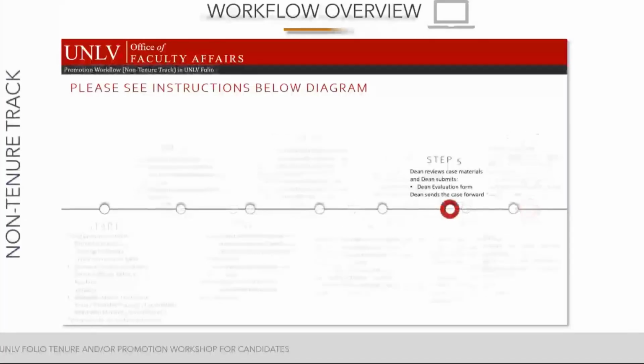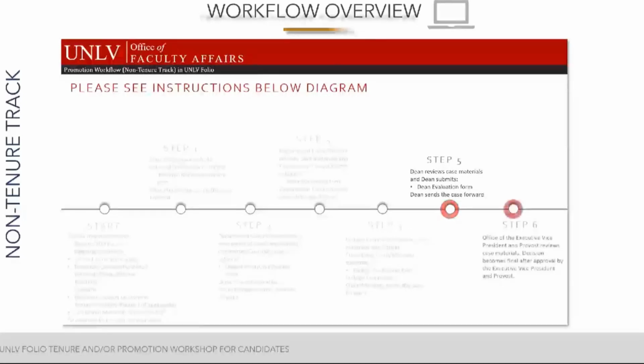For non-tenure track faculty, the workflow is slightly different in that after the dean review, it goes straight to the executive vice president and provost. There's no university tenure and or promotion committee that convenes for this workflow. The decision becomes final after approval by the provost.